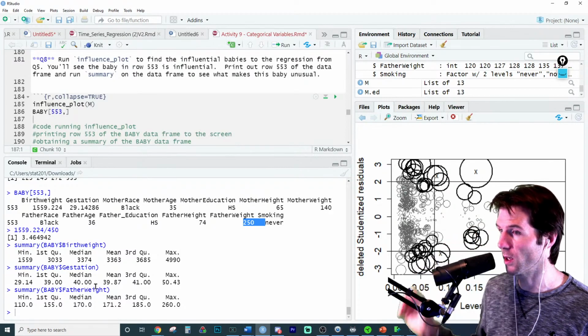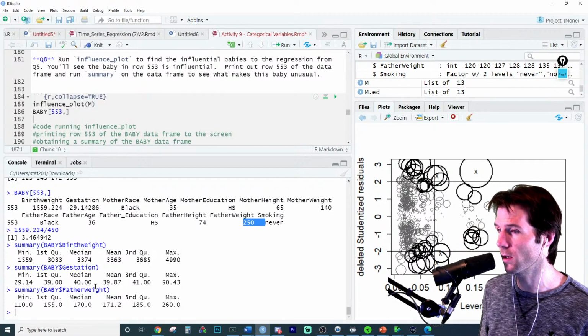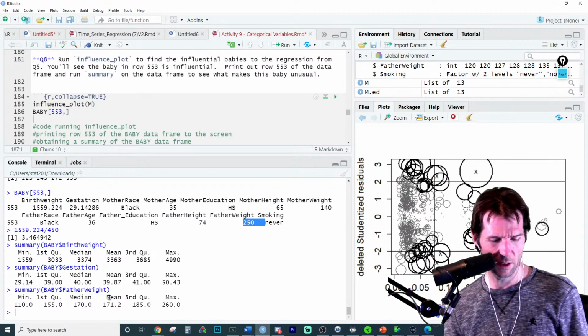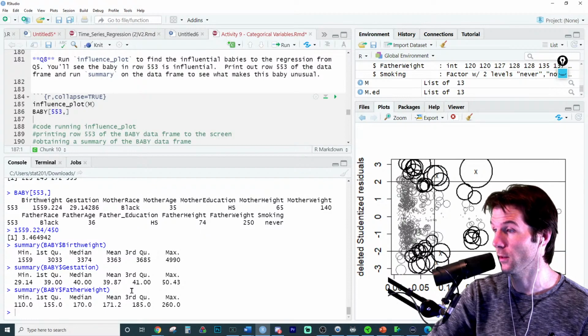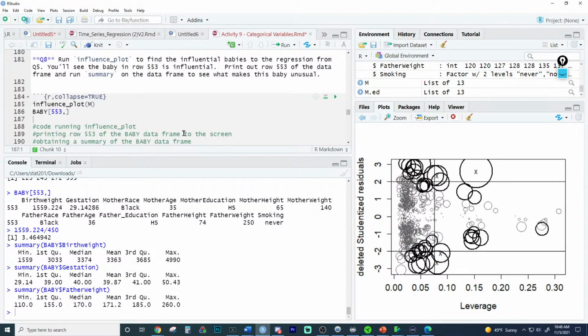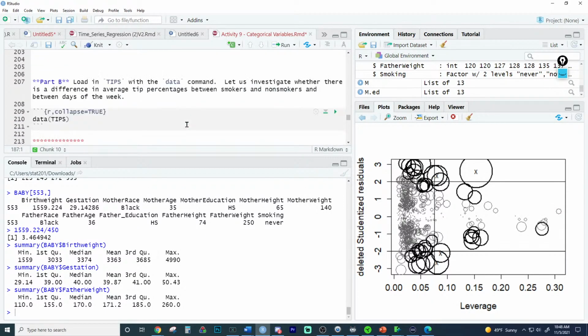Mother having a very short pregnancy, father being quite a bit heavier. Interesting that the average weight is 171 right here. Maybe that's how much people weigh on average. I don't know, I don't know data. So that's pretty unusual right there.